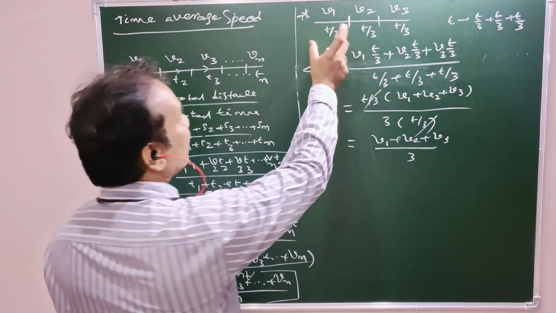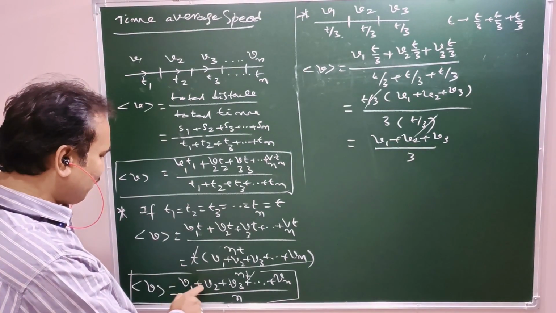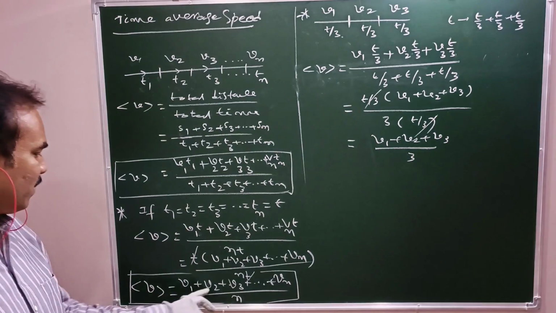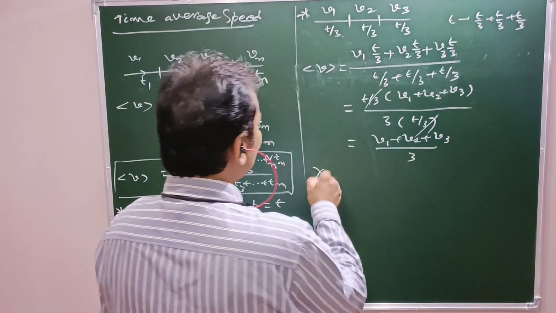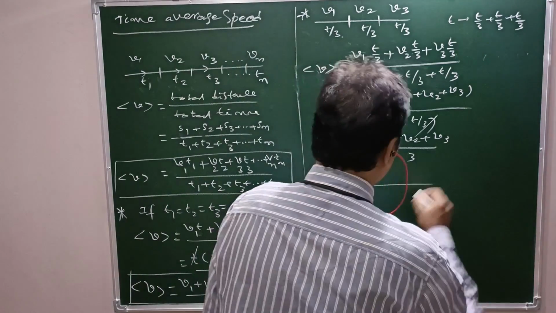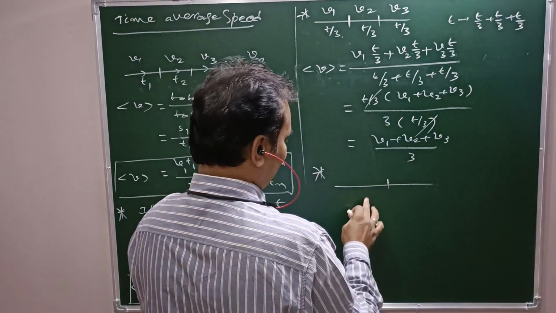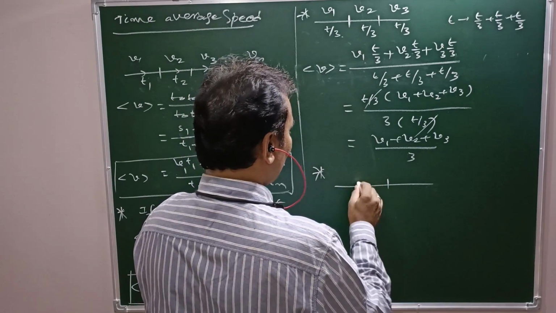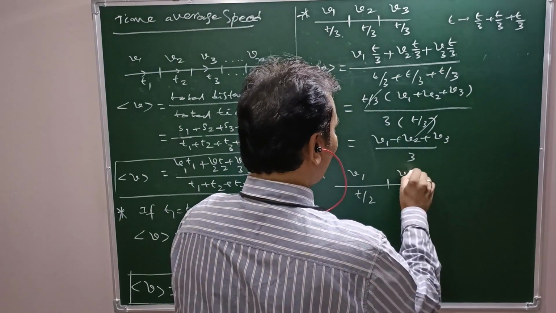Why? Because here there are 3 successive intervals only. So that is the reason why it is (V1 + V2 + V3) / 3, directly from this formula. Right? Suppose this is the path followed by a particle. In the first half of the journey time it covers with a speed V1, and in the next half of the journey time it covers with a speed V2, like that.